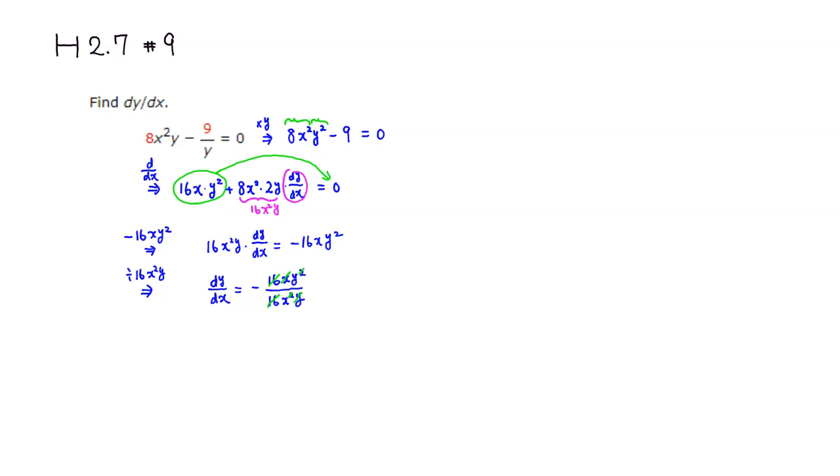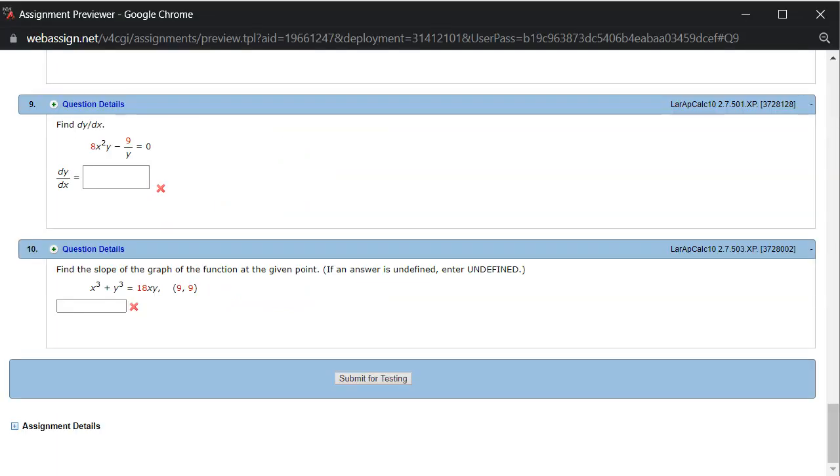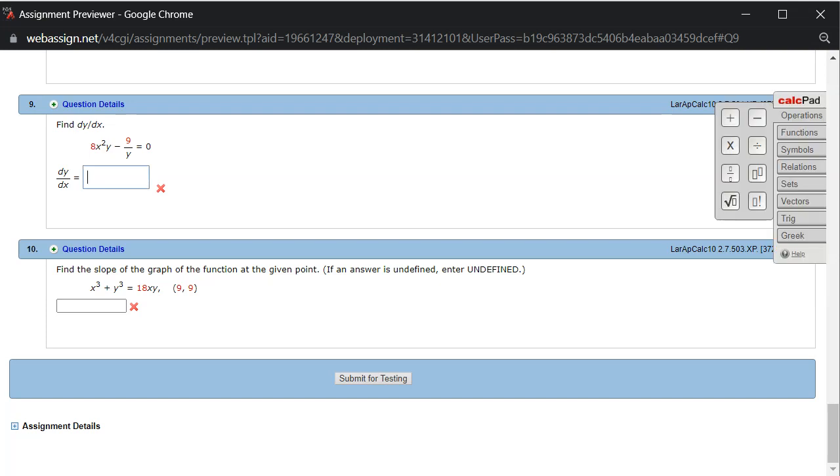So what's left is a negative sign, a y left on top, and an x left on the bottom. So that is the dy over dx that we're looking for. Let's type it in. So it's negative y over x.